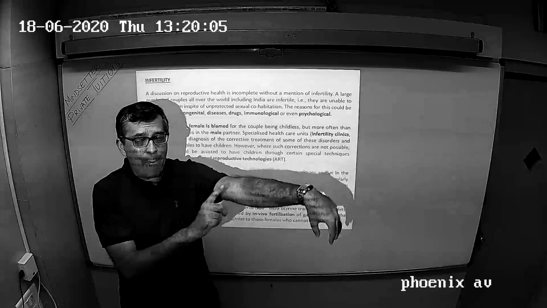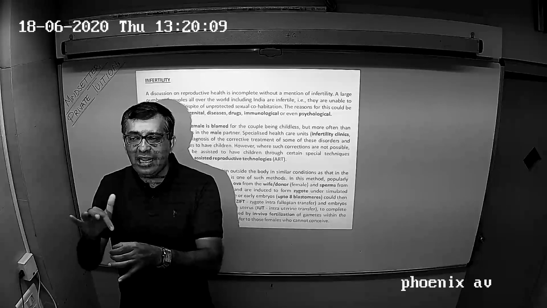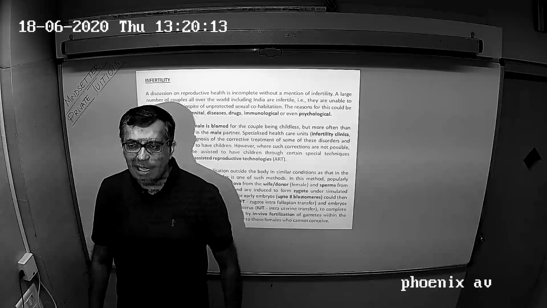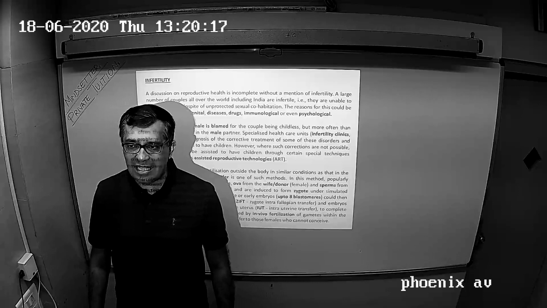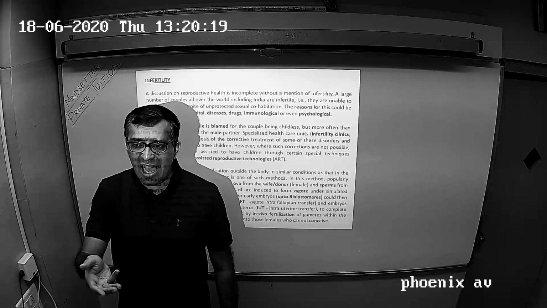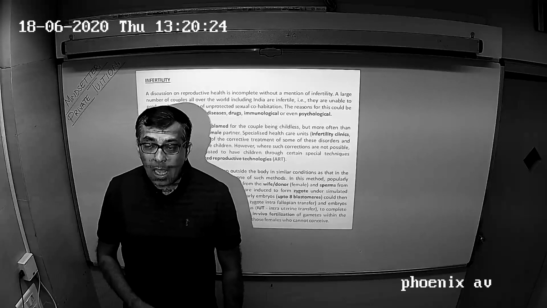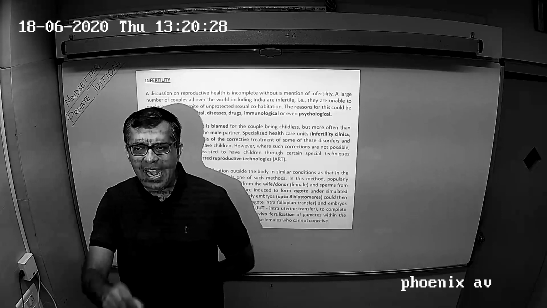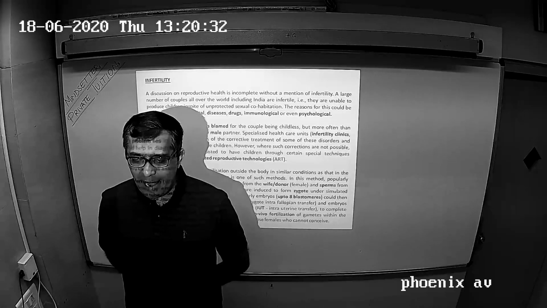If it is not happening naturally in the fallopian tube, we fertilize the egg and the sperm in a test tube which is outside the body, and that is called in vitro fertilization, IVF, which is also called a test tube baby. Louis Brown नाम का first child was produced by a test tube baby concept.